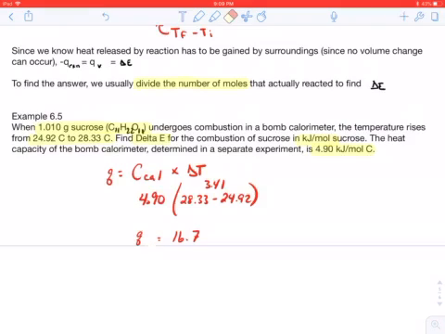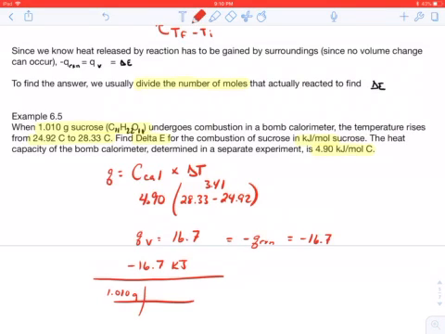But if you recall, Q reaction equals negative Q V, or this is actually Q V. That's maybe the better way to think of it, is Q V. And Q V equals negative Q of reaction. So at this point, we change our sign to negative 16.7 kilojoules. So what we've got to do at this point is convert our grams, 1.010 grams, and we're going to divide by the molar mass of sucrose, which is 342.3 grams. And that'll give us kilojoules per mole.